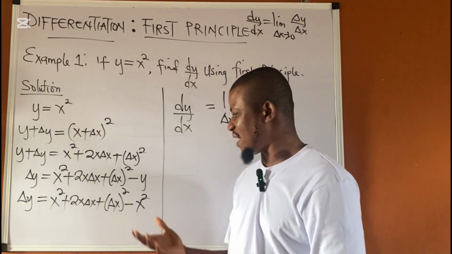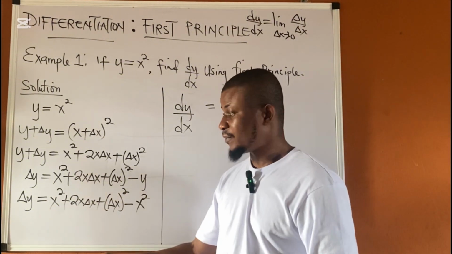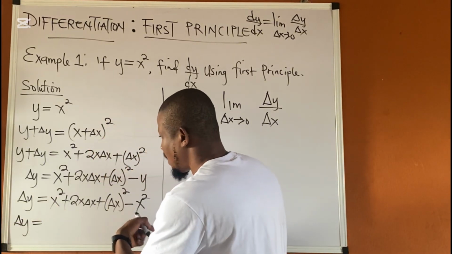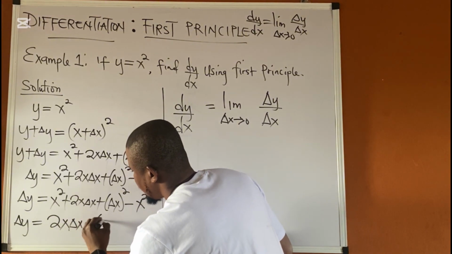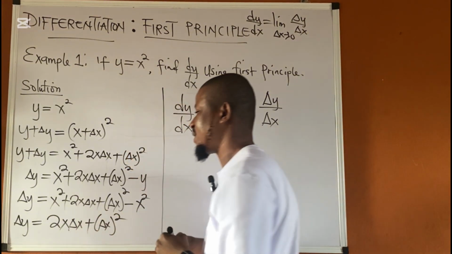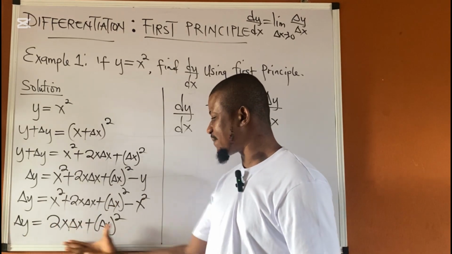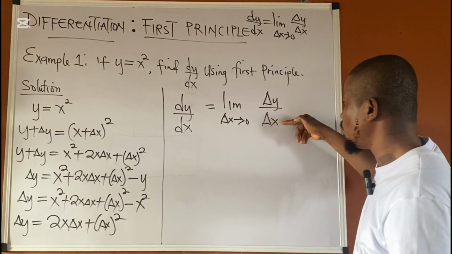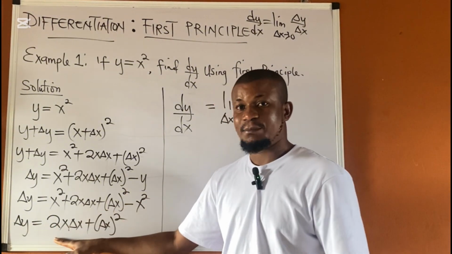You rewrite the value of y. And if you look at this carefully, you see that this is x squared, this is x squared, they can cancel out. Okay, so this gives us change in y equal to 2x change in x plus change in x all squared. We've succeeded in making change in y subject, and this part is simplified. The next step is to gradually divide through by change in x.